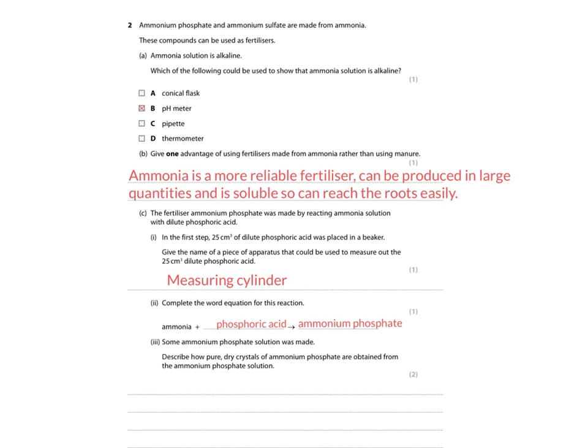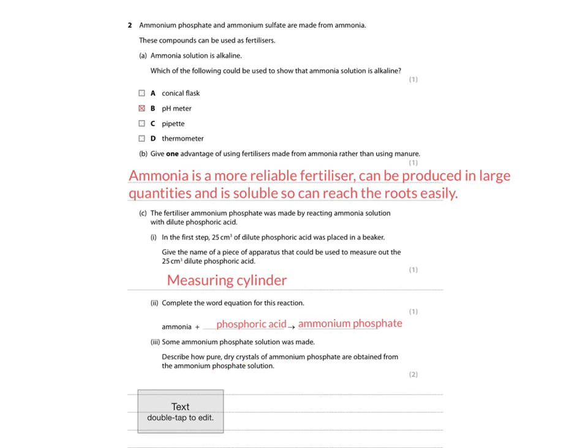So this question reads that some ammonium phosphate solution was made, and it says describe how pure, dry crystals of ammonium phosphate are obtained from the ammonium phosphate solution. So how can we turn a solution into pure, dry crystals? Well, the first thing we need to do to turn a solution into a dry solid is to heat it. So we heat the solution, and that will leave us with just some dry crystals.